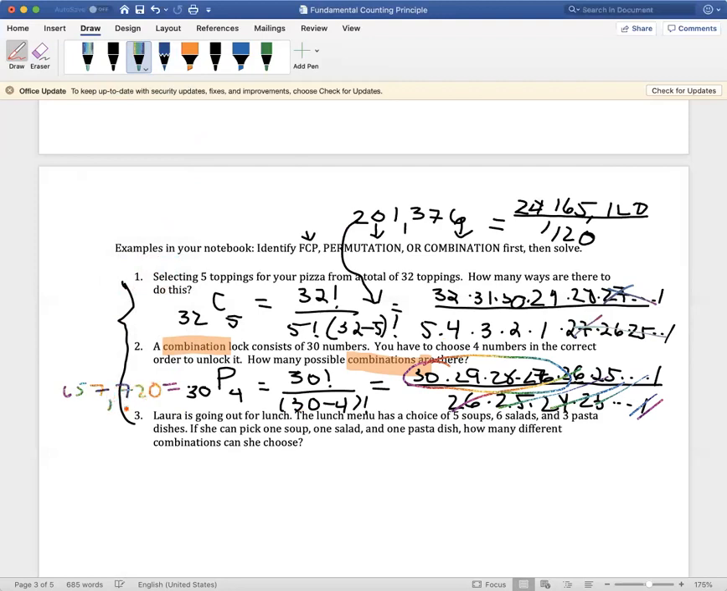So there are 657,720 possible combinations if you have a lock with 30 numbers and you want to choose 4 of those numbers in the correct order to unlock it. Let's take a look at number 3.